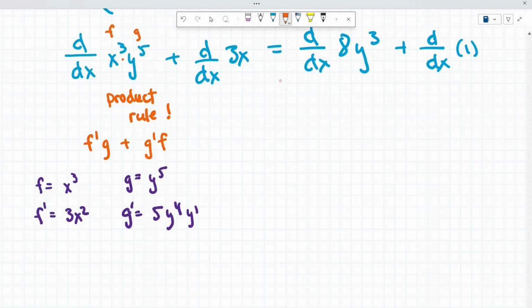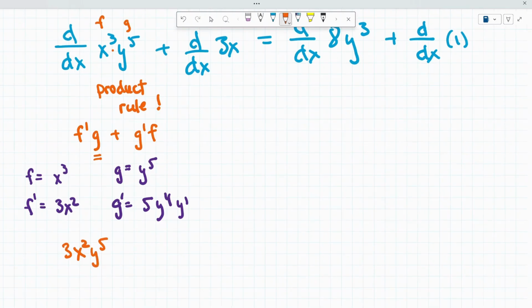We end up with the derivative of the first, which is x cubed times g. The derivative of the first is 3x squared multiplied by our g over here, which is just y to the 5. And then we've got plus the derivative of the second, which is 5y to the 4, y prime, and then multiply by our first, which is x cubed.